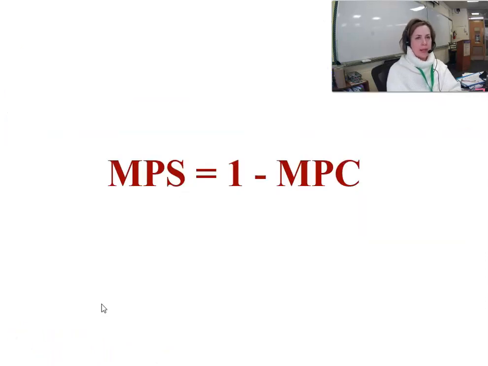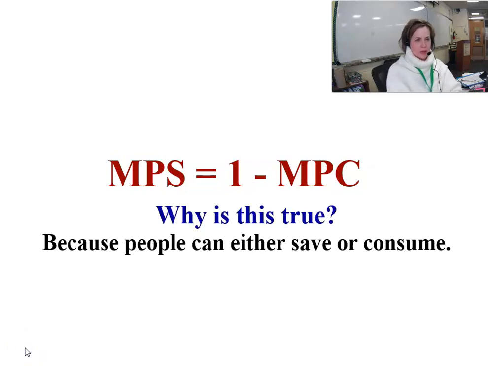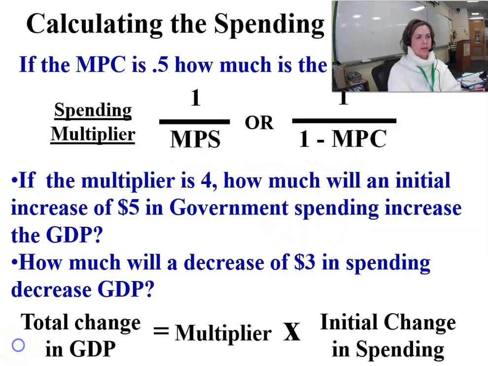The marginal propensity to save is equal to 1 minus the marginal propensity to consume. And why is this true? Because consumers have two choices. You can either spend your money through consumption or you can save it.